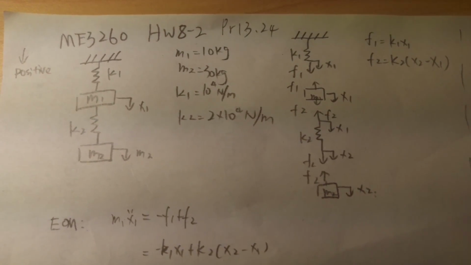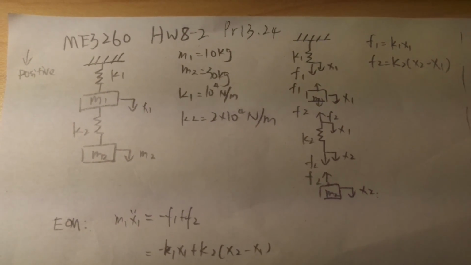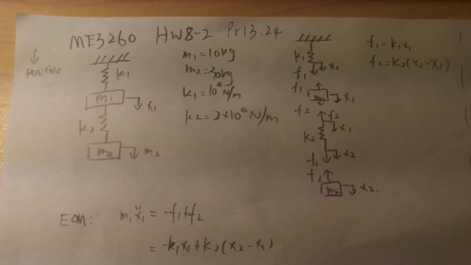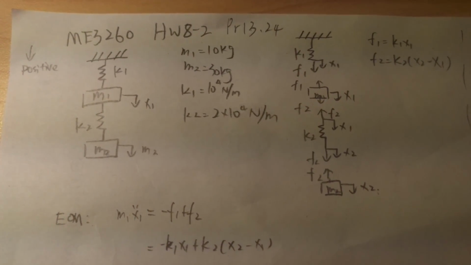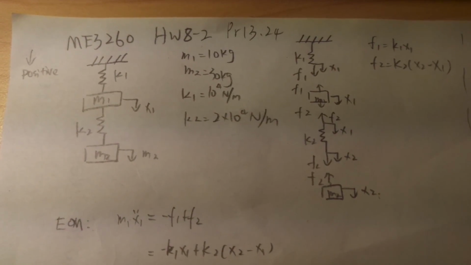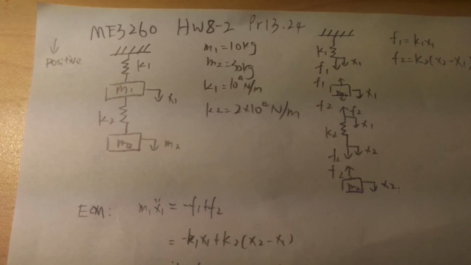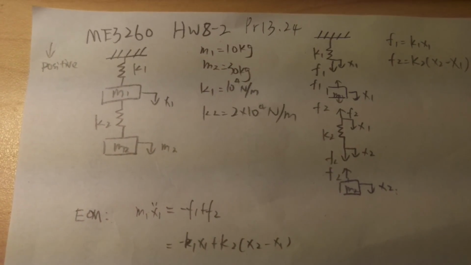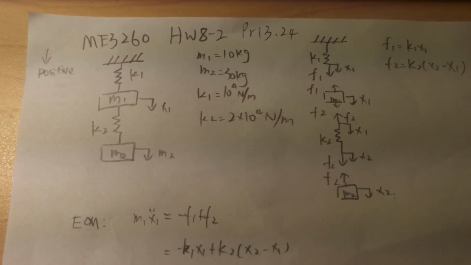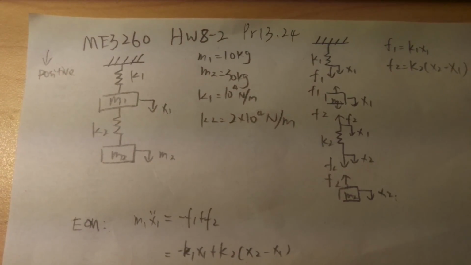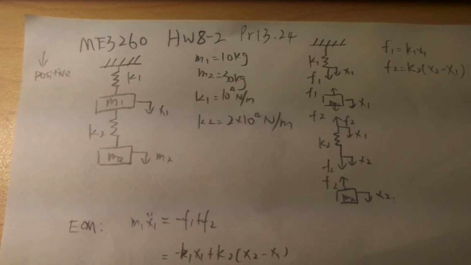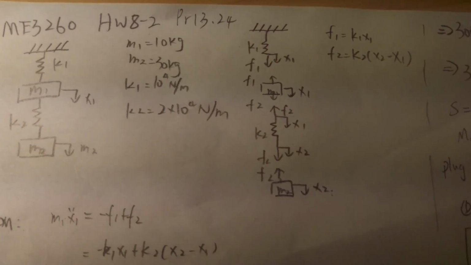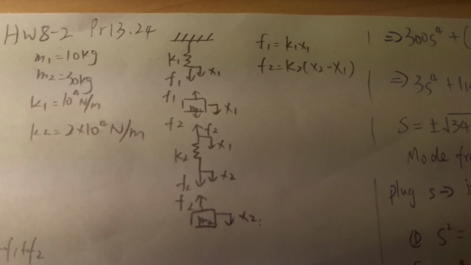Hi, this is ME3260 homework 8, problem 2, and we're trying to find and interpret the mode ratio for the system shown here. As we know, the spring constants K1, K2 are known, and M1, M2 are known too. The first part we need to do is find the free body diagram.